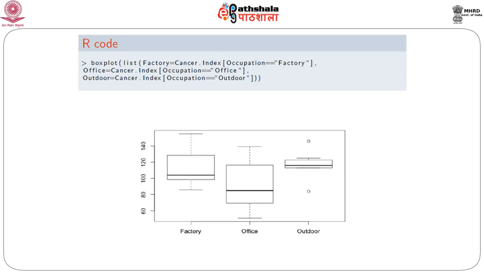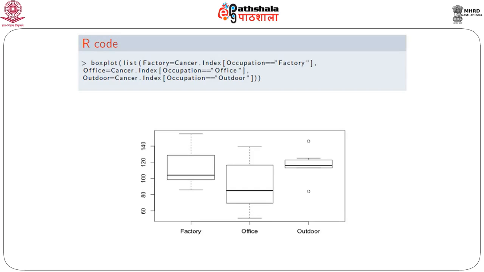Now as we can see here, the mean of cancer index is high for factory as compared to office. However, the one for outdoor is highest, which somehow makes sense because people who work in the office don't get as much chance to go out and smoke as much as the factory workers.